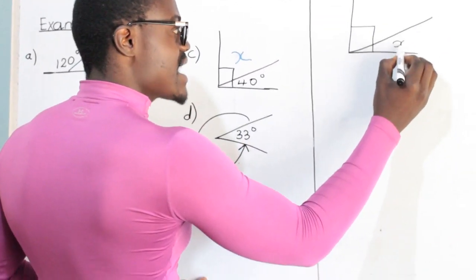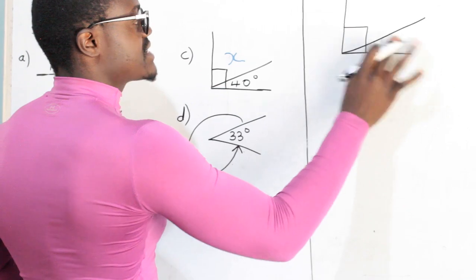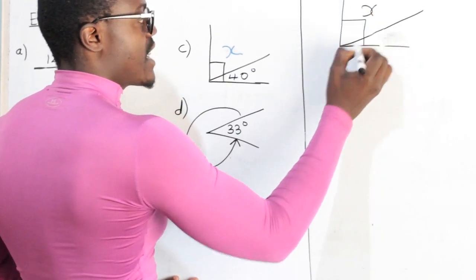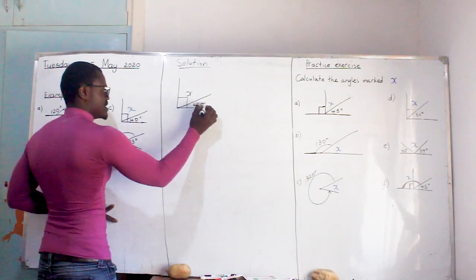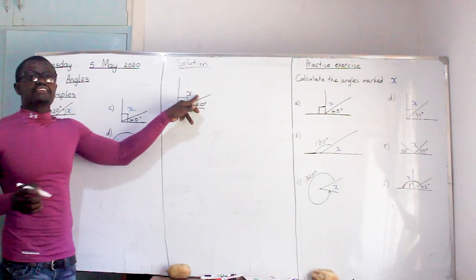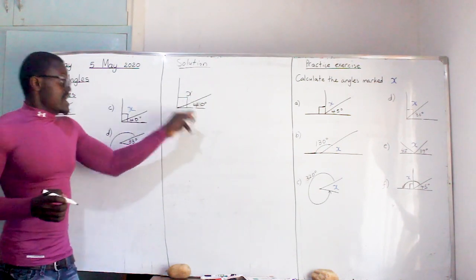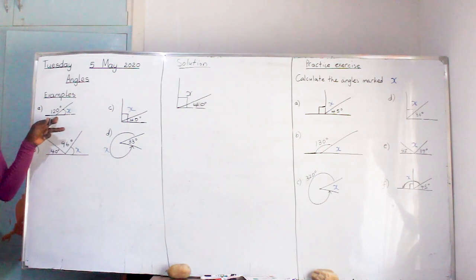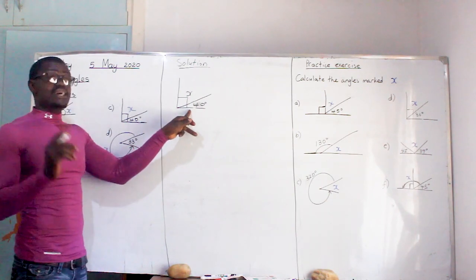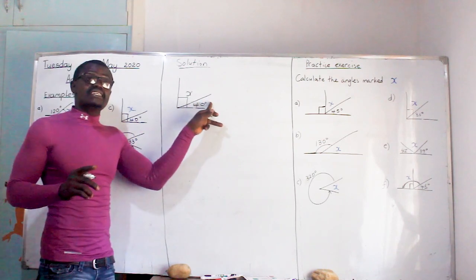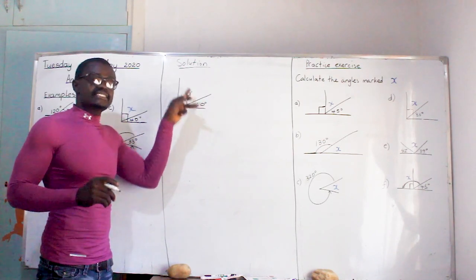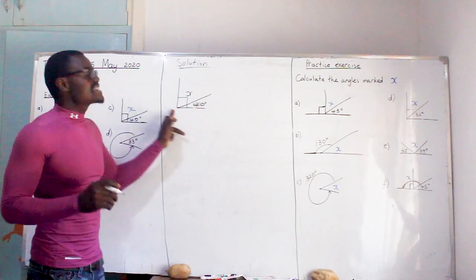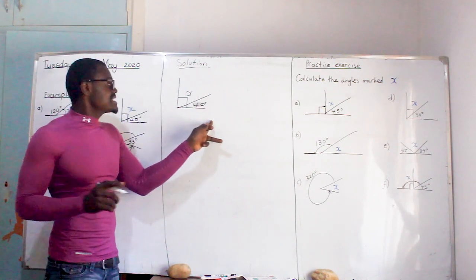And there is the X that we are supposed to find, the X is on top there. And this angle at the bottom is 40 degrees. So, how do we find X? This is a right angle. It's now different from this straight angle which gave us 180 degrees. So what we are supposed to do, we are supposed to subtract 40 degrees from 90, since this right angle is made up of 90 degrees.